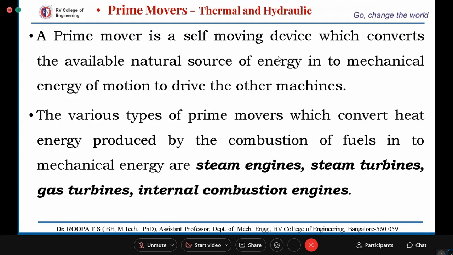So we have discussed examples for these prime movers as steam engines, wind turbines, or windmills, as you said. And we have gas turbines and also the internal combustion engines, wherein the heat energy which is obtained from the combustion of the fuel is used to run the automobile. Okay, so heat energy is converted into mechanical energy. So a prime mover is a device which takes any form of energy at the input and converts that into some useful task.